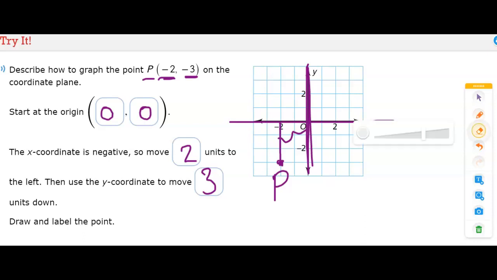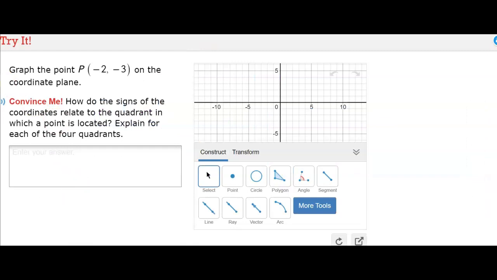Just an FYI, when you are graphing, these lines used to help you identify the point do not need to be there, and sometimes can be confusing once we get later into graphing. Just having the point there is all that is necessary. Graph the point P, (-2, -3) on the coordinate plane.